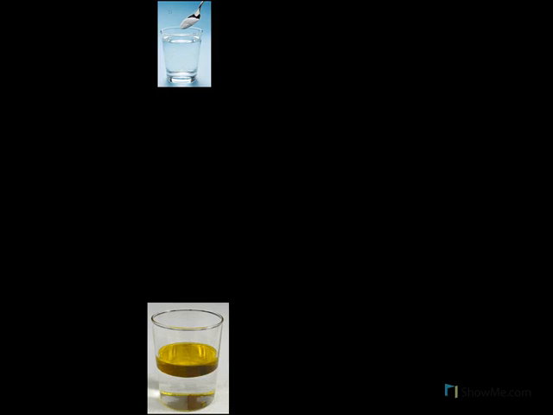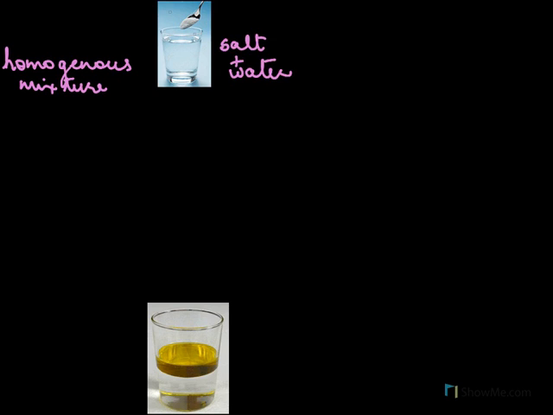We have learned about homogeneous mixtures, like in this case salt plus water. And why do we call it homogeneous? Because the components mix thoroughly and the boundaries of the components are not visible.